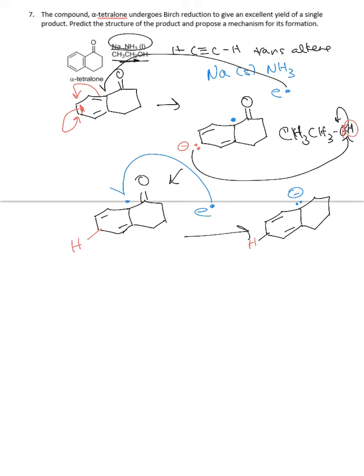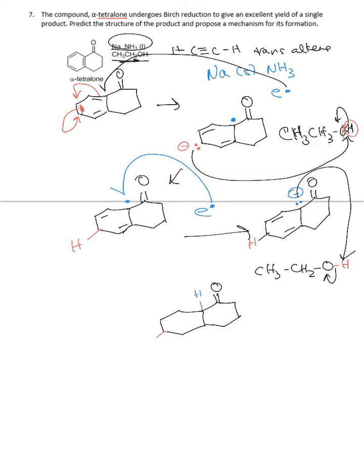And don't forget to add in your ketone. And once again, this will take another hydrogen from the alcohol and make the product. This is a Birch reduction. As you can see, it's a partial reduction of the aromatic ring, and it adds the hydrogen to the more electron withdrawing carbon.